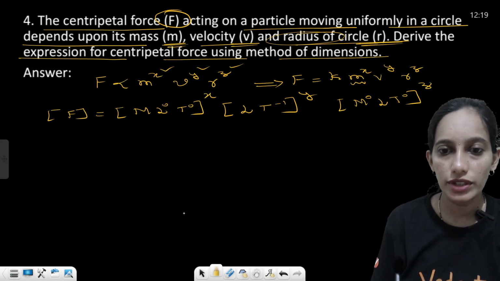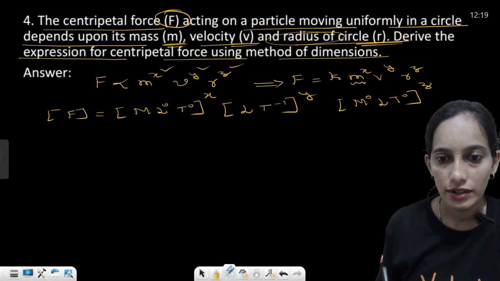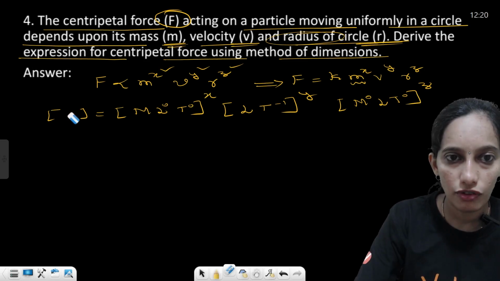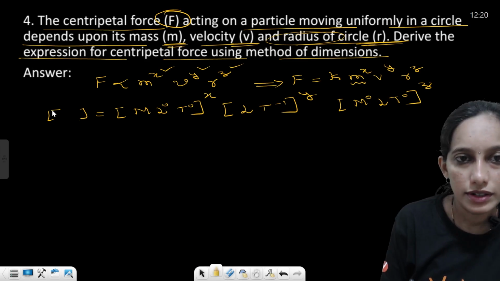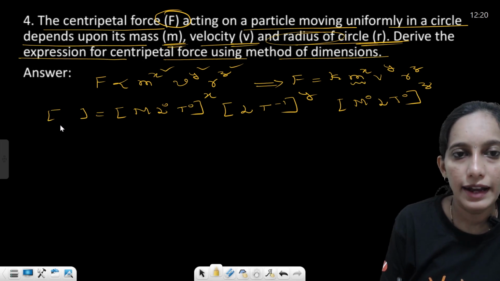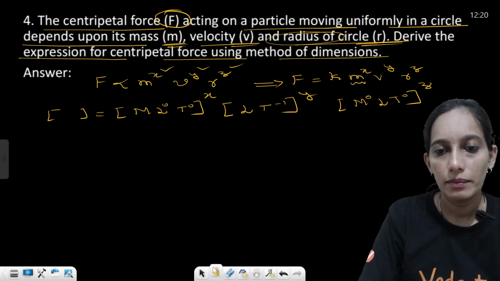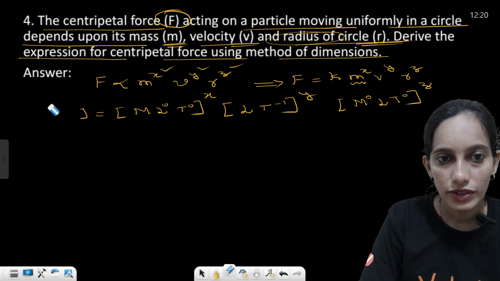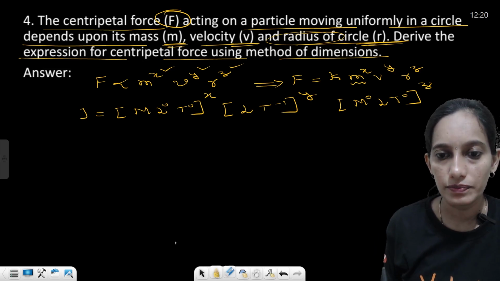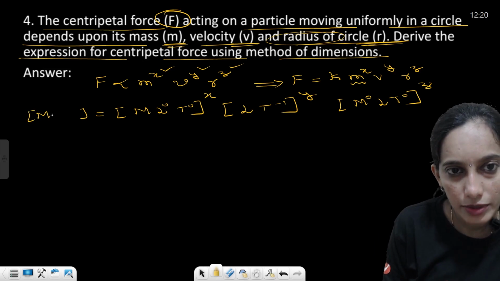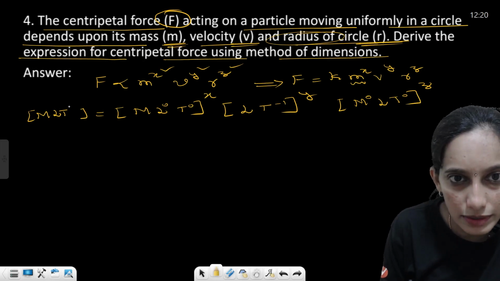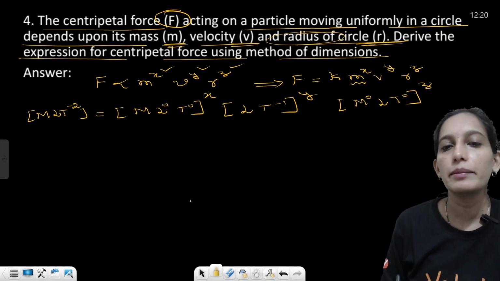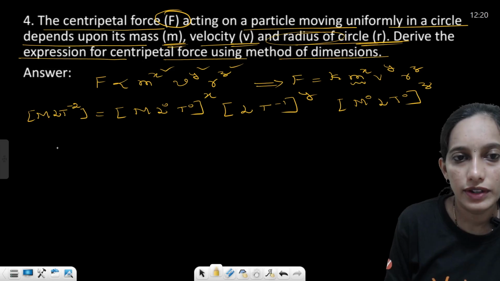We can also write the dimension of force. I'll write it here itself. Force is mass into acceleration, so the dimension of force is M L T^-2. That minus may not be visible, so I'll write it here: M L T^-2. Now let's regroup further.